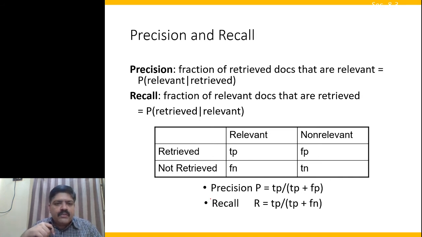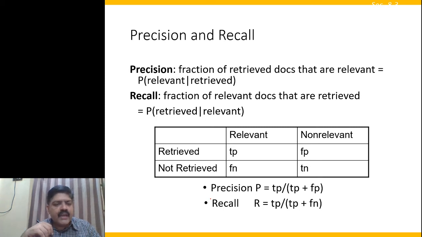So what did we do so far? Let me formally introduce the idea of precision and recall here. Precision is simply the fraction of retrieved documents that are relevant. In other terms, it's the probability of a relevant document given the retrieved document. Recall is the fraction of relevant documents that are retrieved. It could also be stated as the probability of retrieved documents given the relevant documents.